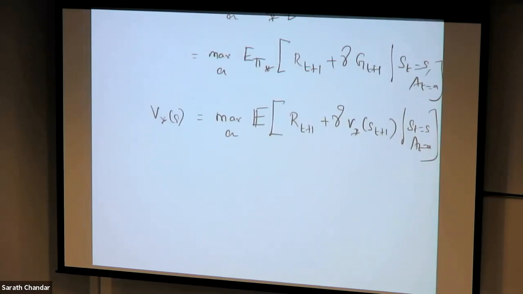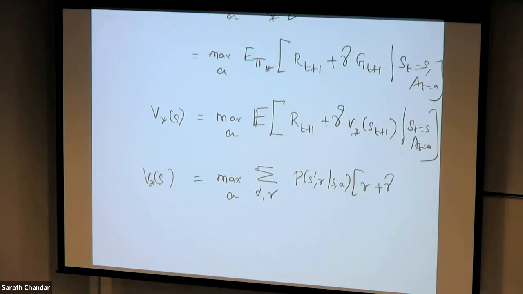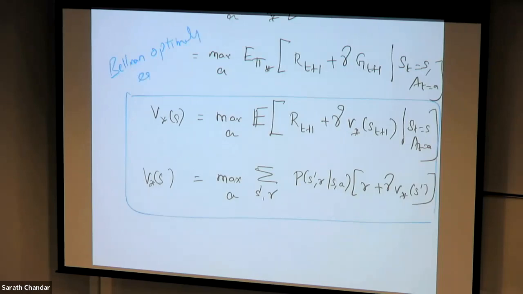Now I can also expand the expectation. So V star of s is equal to max over a of the summation over s', r of the probability of s', r given s, a, times r plus gamma times V star of s'. Now this is the Bellman equation for the optimal value function, the Bellman optimality equation for V star.